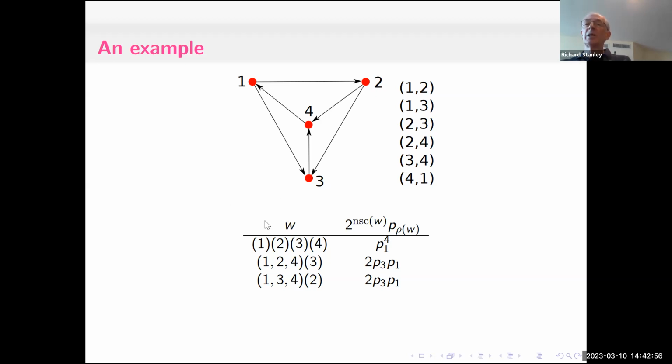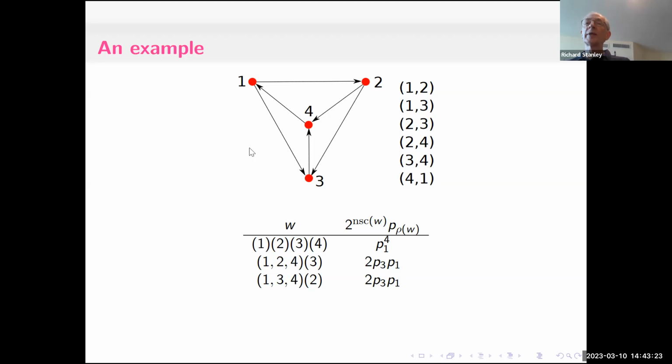Every non-singleton cycle is of odd length and is a directed cycle. In the graph G, there are these 3, but always the identity permutation would be allowed, and that'll always contribute a p1 to the n. There are no non-singleton cycles, and all the cycle lengths are equal to 1.